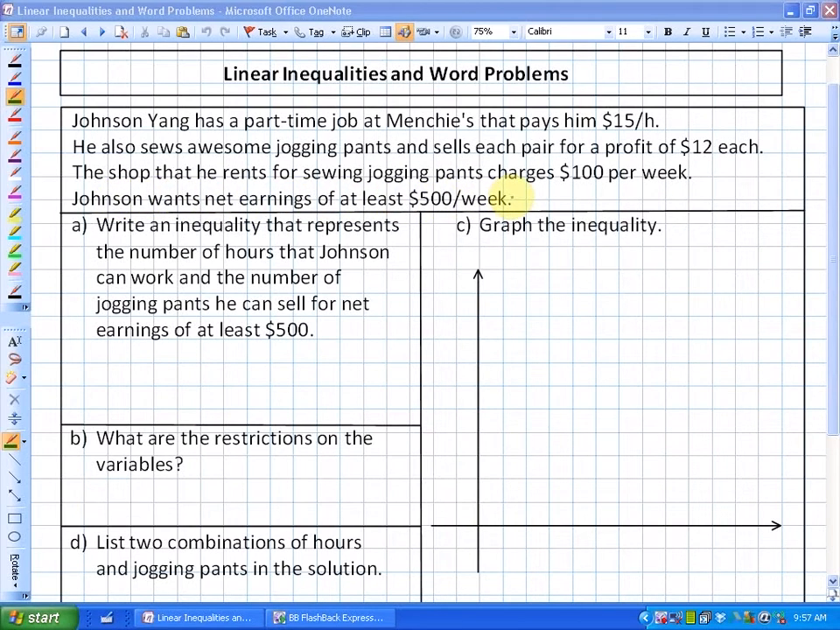So to give you an idea, what we want to do is find out all of the combinations of how many hours he could work at Menchie's and how many amazing jogging pants he could sew in order to make at least $500 a week.